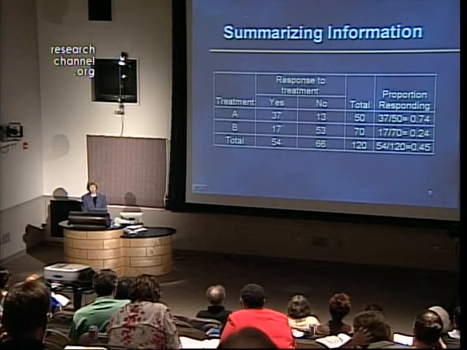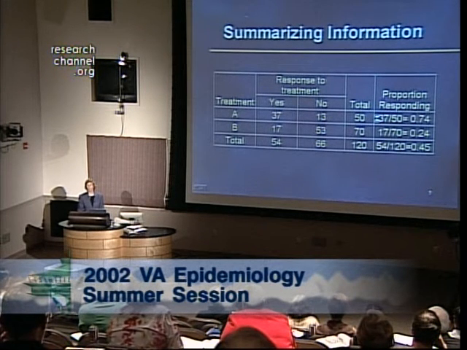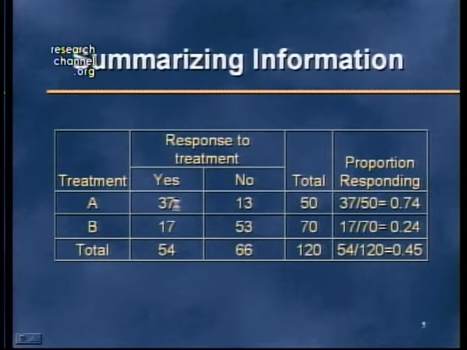Now, if we were interested in whether they differed with respect to response, we could calculate the proportion responding under treatment A and treatment B. So the proportion responding takes the total who responded in treatment A, 37 divided by 50, which is 74%, or a proportion of 0.74, whereas in treatment group B, 17 out of 70, or 0.24, responded. Does there appear to be a difference in response between the two treatment groups? Yes, and in fact it appears that there's a much higher response in treatment A than in treatment B. The question is, is this difference in response likely to be one that we'd get just due to chance alone if there was truly no difference in response rate between the two treatments?